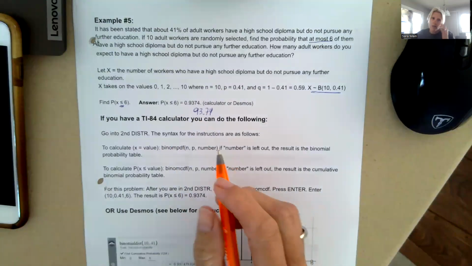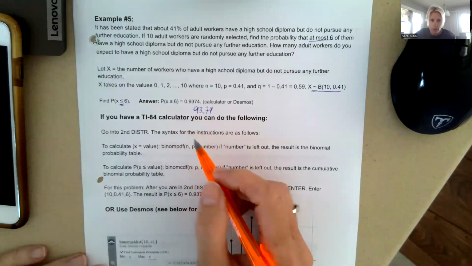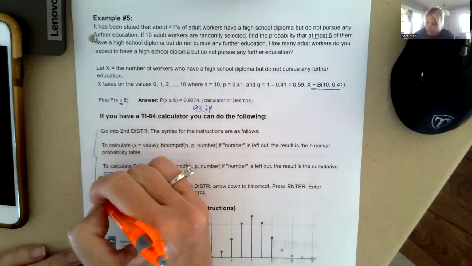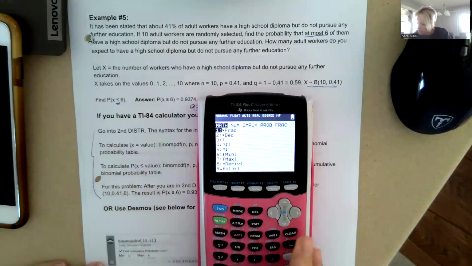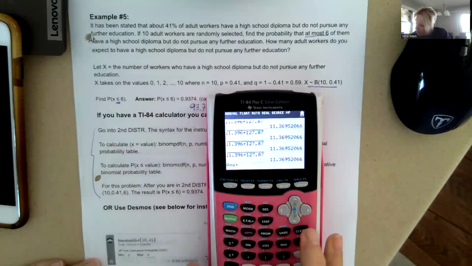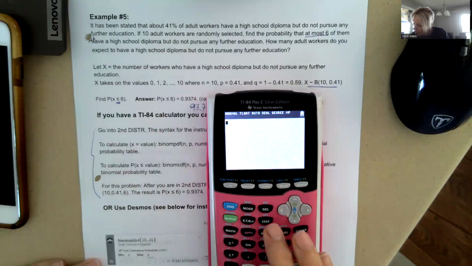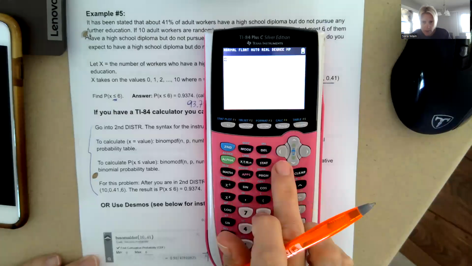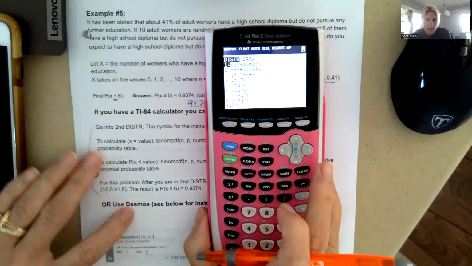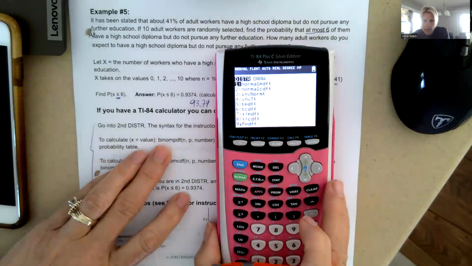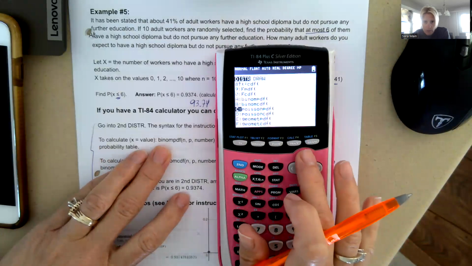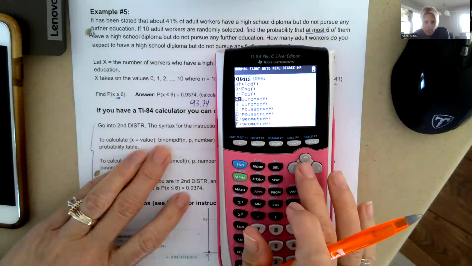Okay, there are 2 ways you can find this. If you have a TI-84 calculator, you're going to use these instructions here. You're going to go to second and distribution. So you're going to hit second and then DIST right here, which is your VARS button. And then you're going to go down to BINOMPDF, which is actually at the bottom. So if you arrow up, you will come to this one, PDF.